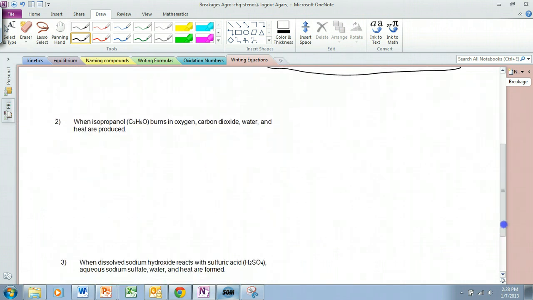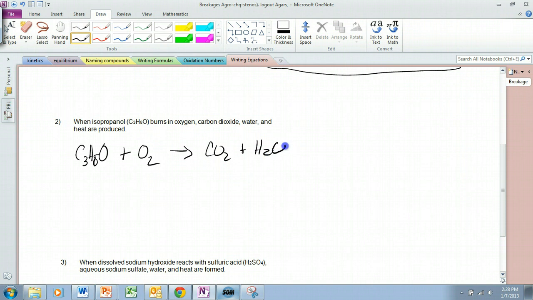So let's try another one. And I'm going to do it right here. I'm not going to do any scratch work. So it says when isopropanol, and they gave me the formula for that, which is C3H8O, burns in oxygen, it yields carbon dioxide and water. Now this one doesn't give me as much information about states of matter, but we know oxygen would be a gas.